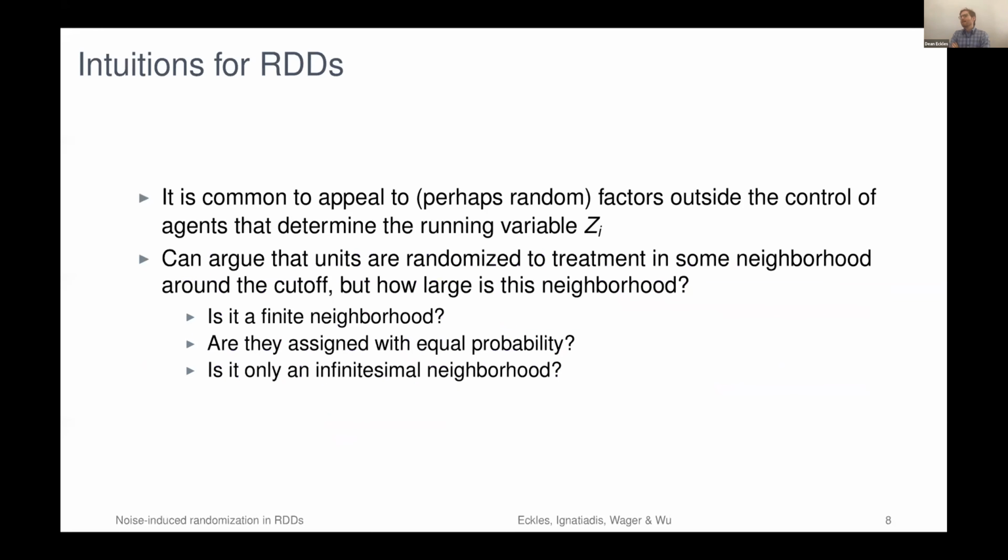So sometimes people explicitly argue that units are randomized to treatment in some neighborhood around the cutoff, that units are effectively randomly assigned to treatment around that cutoff. But it's often ambiguous how large really is this neighborhood. Is it actually a finite neighborhood, or is it only infinitesimal? Are they actually being assigned to treatments with equal probability?